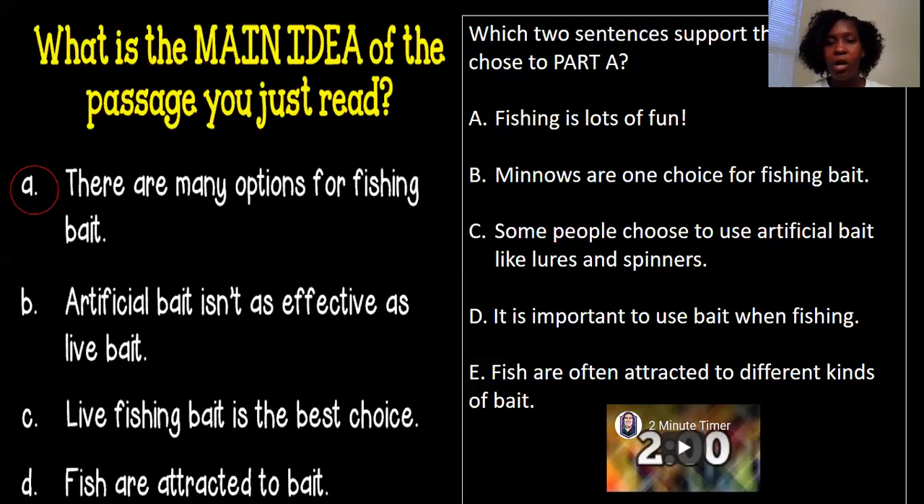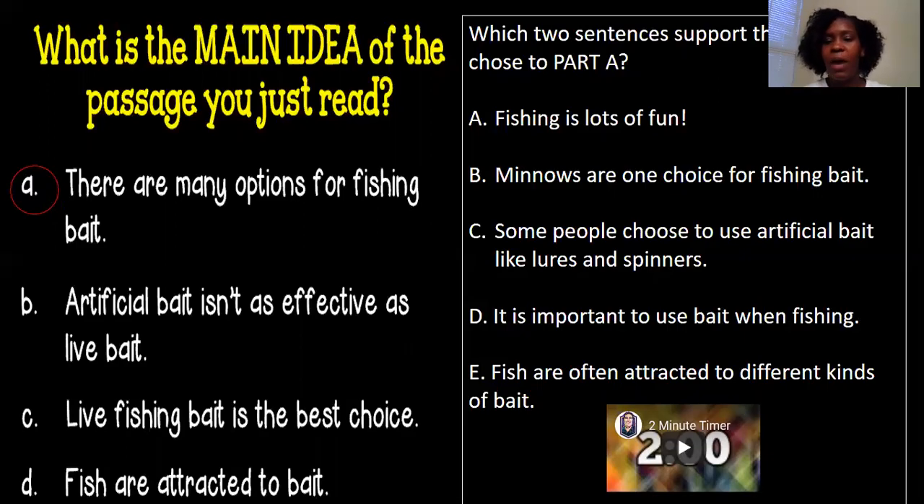B. Minnows are one choice for fishing bait. So that looks like it would be considered an option. So I'm going to question B. C. Some people choose to use artificial bait like lures and spinners. Now, that also looks like it gives me another example of an option for fishing bait. So I'm going to question C, but I'm going to check D and E to be sure before I choose those answers.